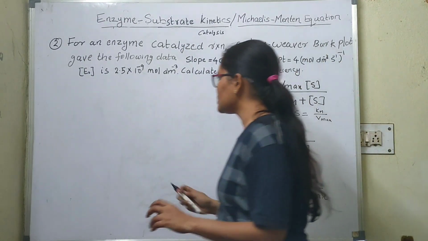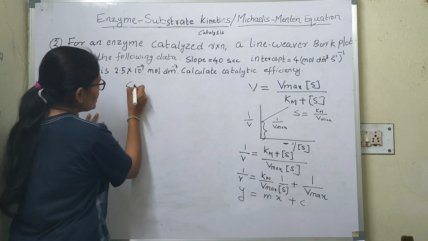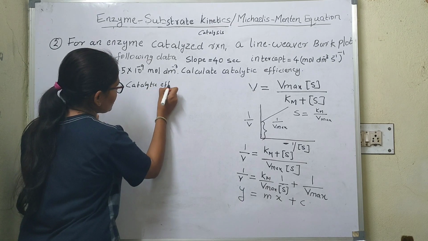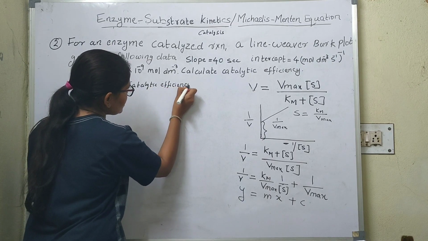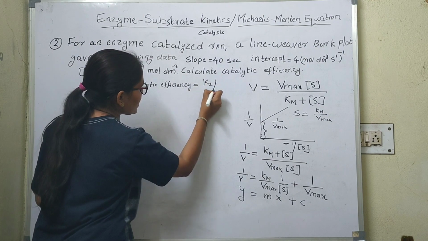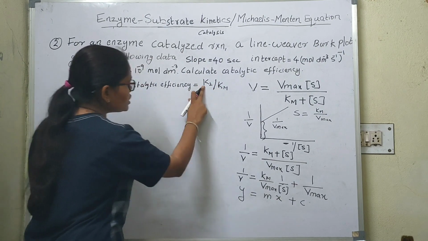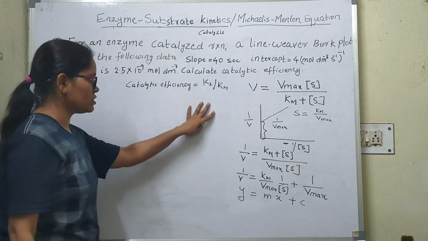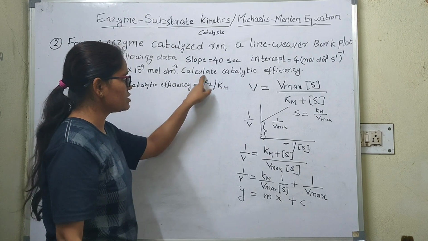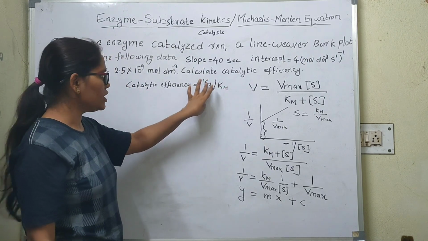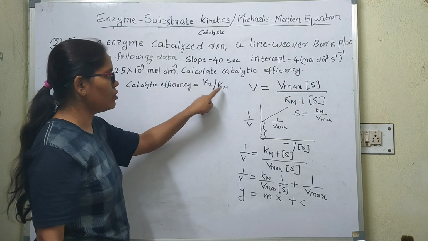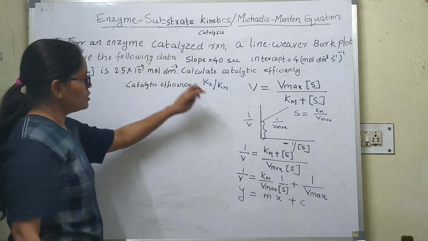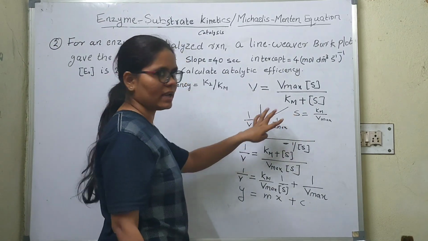So what is catalytic efficiency? Catalytic efficiency is K2 over Km. So turnover number by Michaelis constant gives you catalytic efficiency. So now we have to find the value of this term K2 over Km. To find out K2 over Km, we need both K2 and Km. So how do we find K2 and Km from this Lineweaver-Burke plot, from the slope and the intercept?